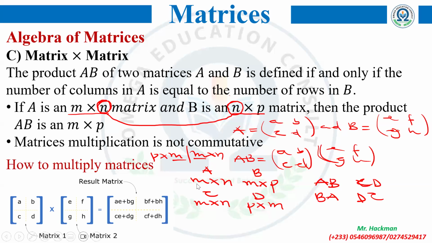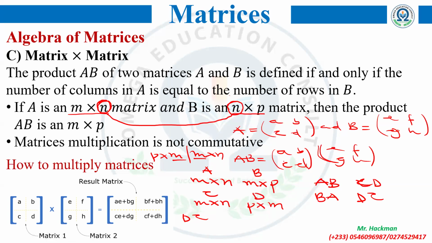Now let's look at DC. My first matrix is D, so it will be of order P by M. Is that clear? Your second matrix is C, so it will be of order M by N. Do you agree? Now you can see that when you swap, the inner values are the same. The column of your first matrix is equal to the row of your second matrix.